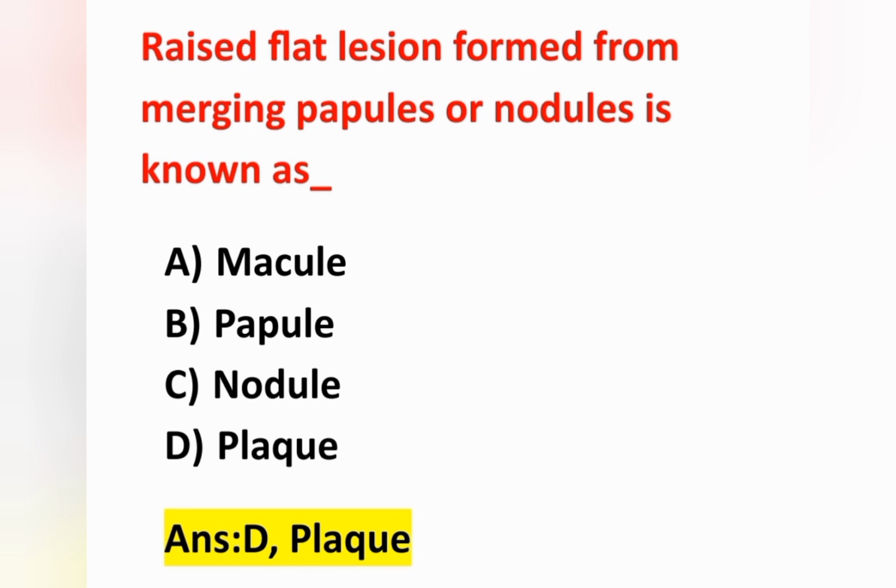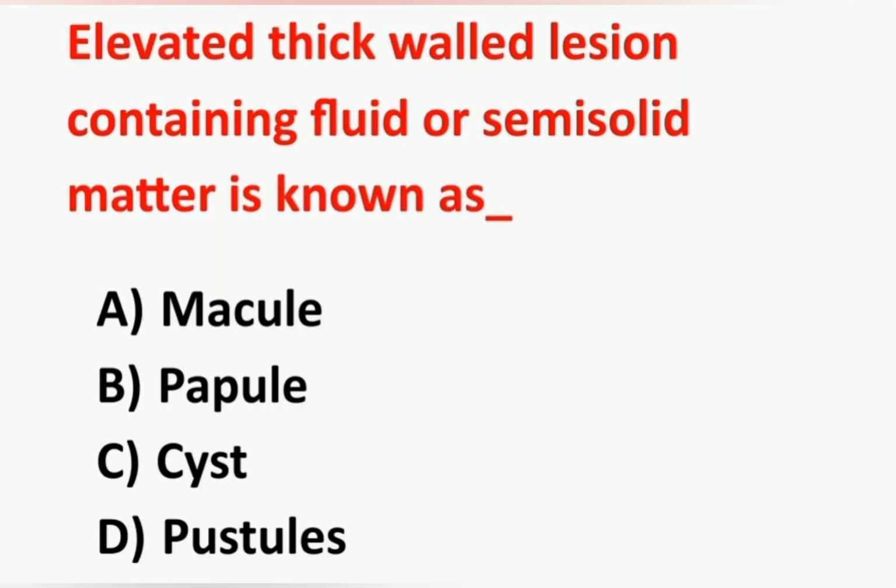Here our question answer is option D, plaque. And the next question, elevated thick walled lesions containing fluid or semi-solid matter is known as. Options are option A, macule, option B, papule, option C, cyst, and option D, pustules.